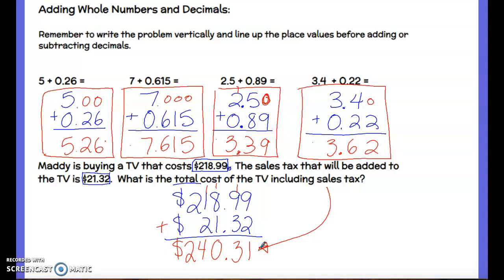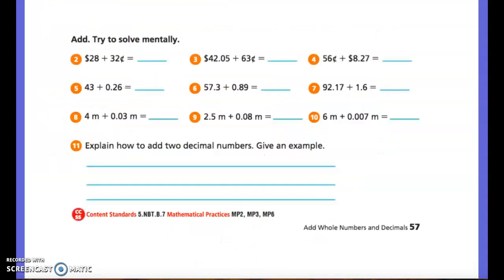If you want to do some more practice, I highly recommend you open up your workbook to page 57 and do some of these problems. Okay, make sure that you're keeping your place values straight. I know it says to try to solve mentally, but the best thing you can do is rewrite these problems and make sure you get them correct.